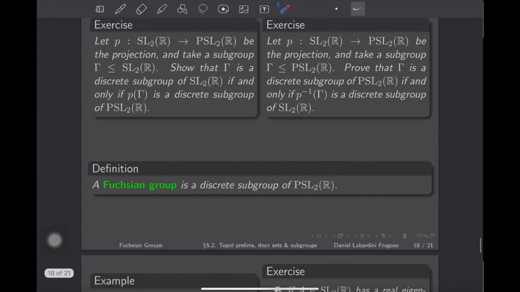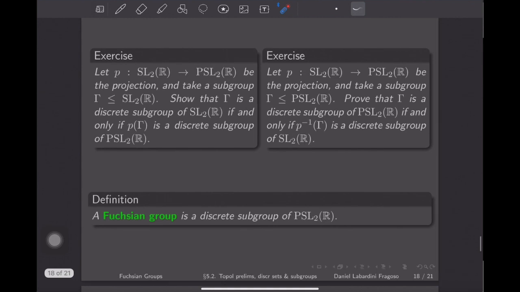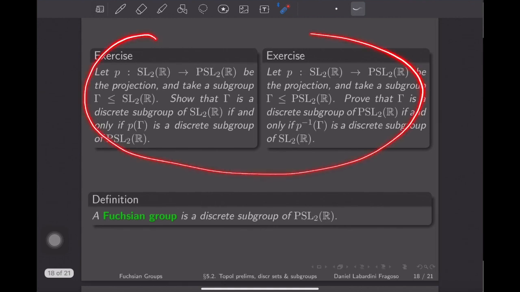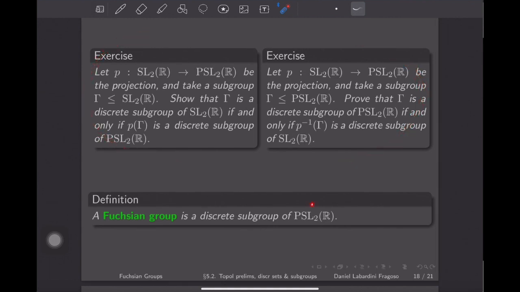And then we get to the definition of what is a Fuchsian group. A Fuchsian group is any discrete subgroup of PSL2R. And here you can see that having a discrete subgroup of PSL2R is pretty much equivalent to having a discrete subgroup of SL2R.